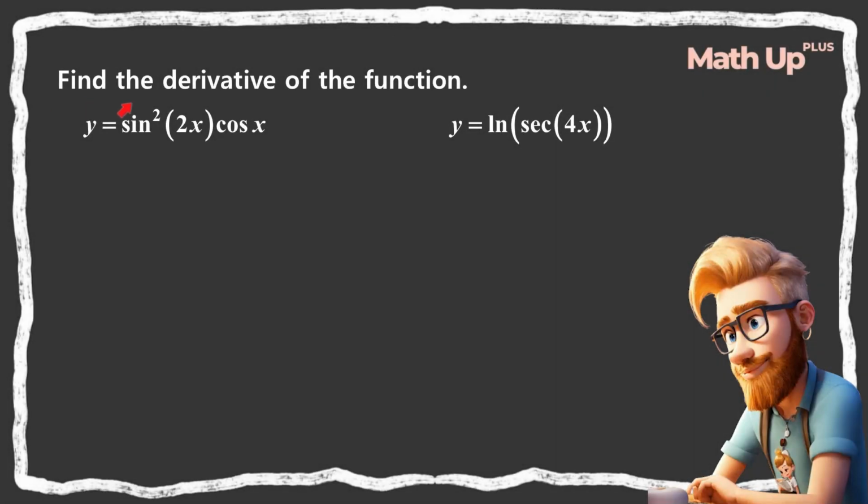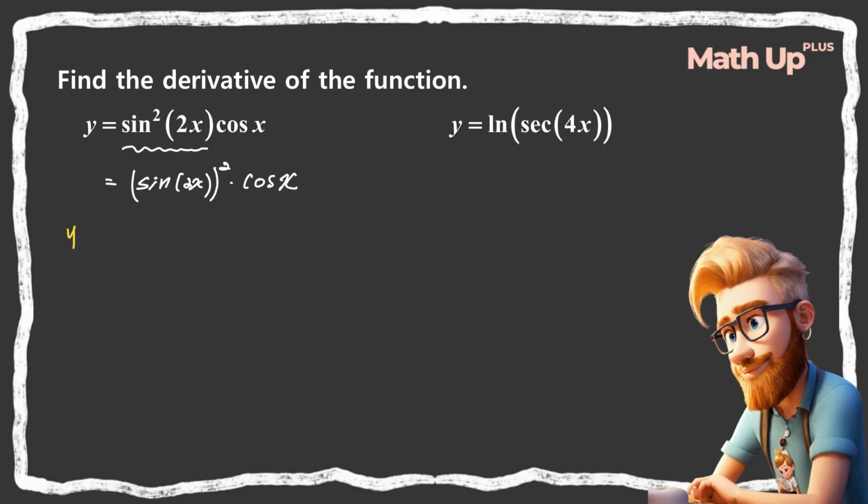The question is to find the derivative of the function. Here we have y is equal to sine squared 2x times cosine x. Let's rewrite sine squared 2x as sine of 2x, all of these things squared, times cosine x.